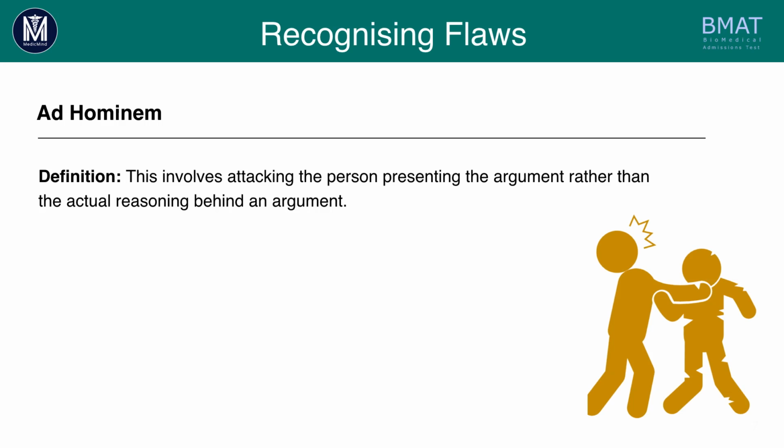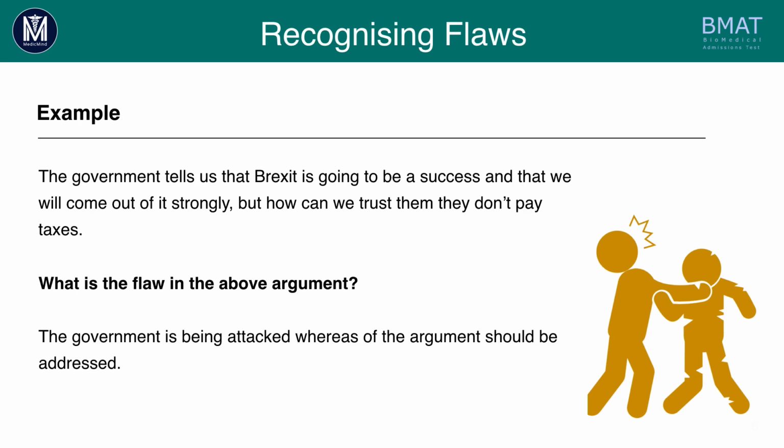The next sort of flaw is ad hominem. This involves attacking the person presenting the argument rather than the actual reasoning behind an argument. So this is always when they attack the person. Hominem in Latin means man, and ad is to or at. So it's basically arguing against the man, attacking the messenger, supposedly. So an example here.